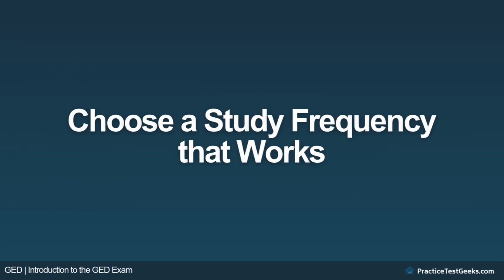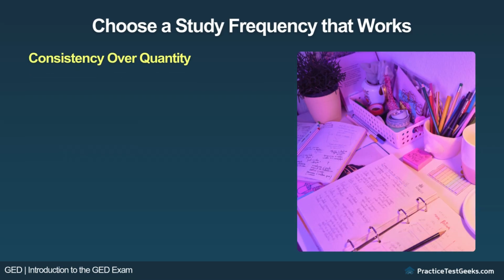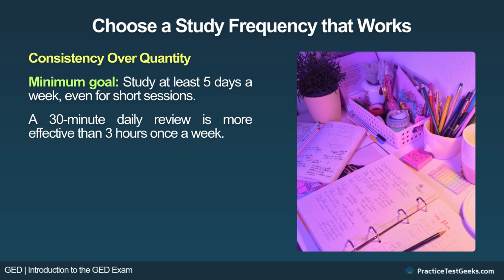Once you've figured out your available time, the next step is to choose a study frequency that actually fits your routine. Remember, consistency over quantity is key. Your minimum goal should be to study at least 5 days a week, even if the sessions are short. A 30-minute daily review is far more effective than cramming for 3 hours once a week.